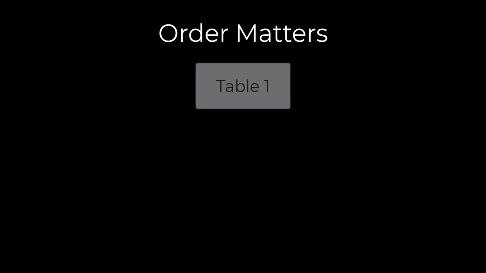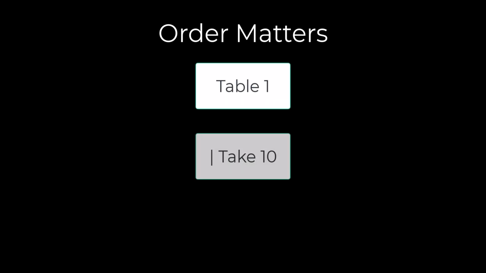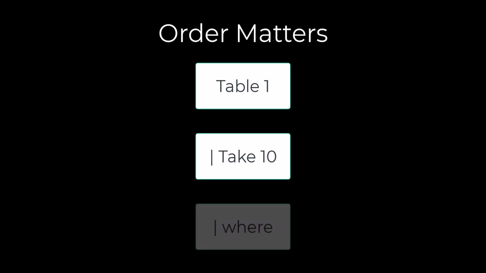When we think about the structure of KQL queries, it's important to remember how the pipe function works. If we start with a table, and we take 10 from that table by using the pipe, we expect to start with a full data set and end with 10 random rows from the table. What would happen if we placed an extra pipe and where statement below take 10?